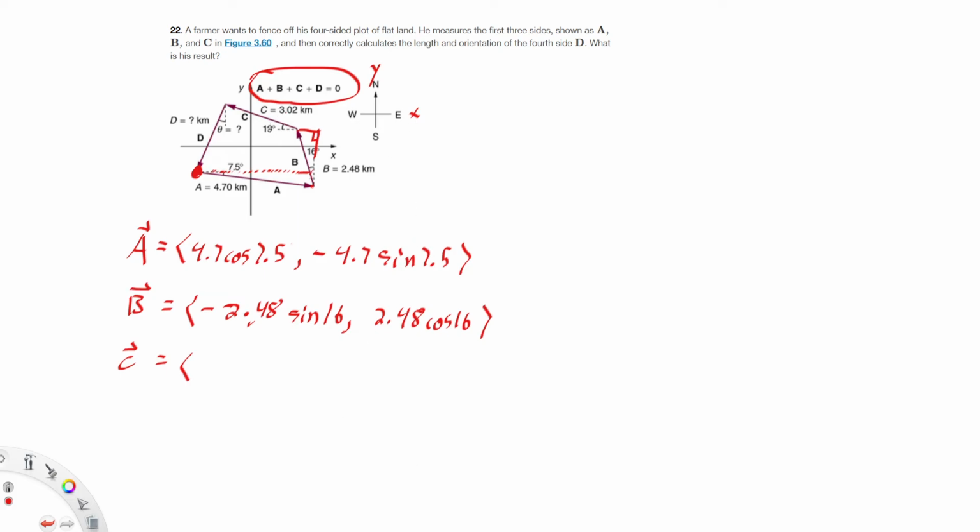C direction. The x leg of our c vector is adjacent to that 19-degree angle, and it's still in quadrant 2, to the west and north. So we're still going to have a negative x part.